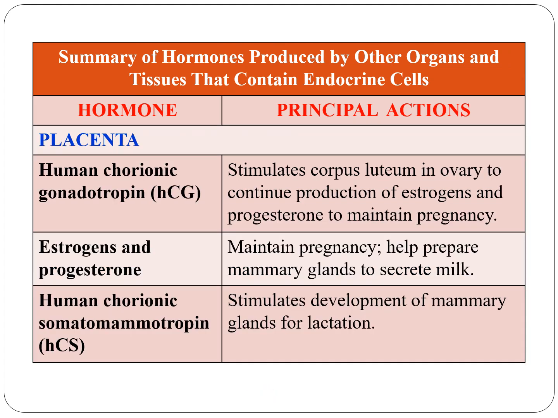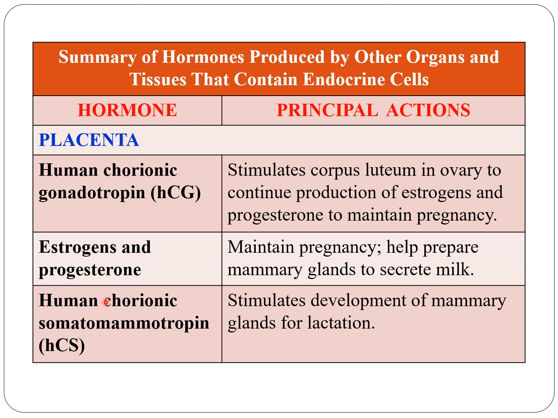Now coming to hormones of the placenta, the first hormone is human chorionic gonadotropin, which is HCG. It stimulates the corpus luteum in the ovary to continue production of estrogens and progesterone to maintain the pregnancy. The next are estrogens and progesterone. They maintain the pregnancy and help prepare mammary glands to secrete milk.